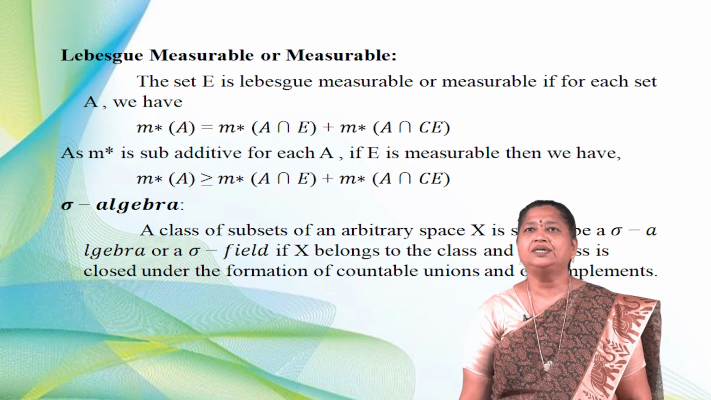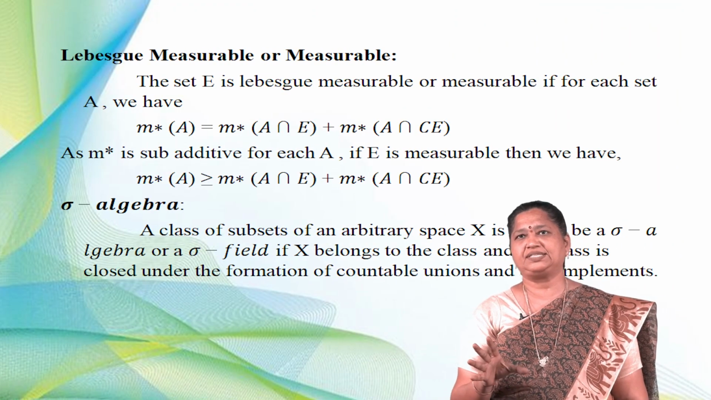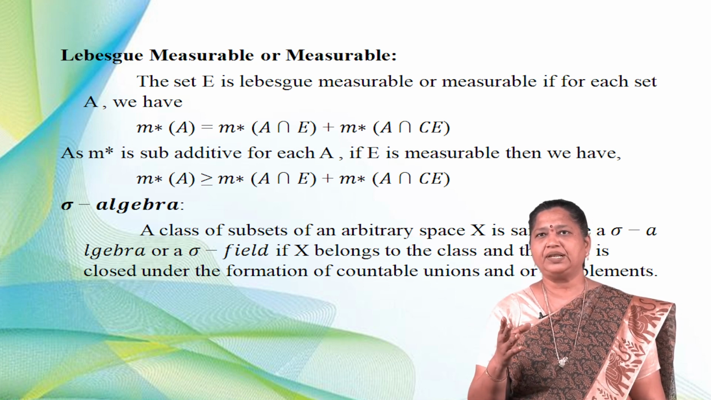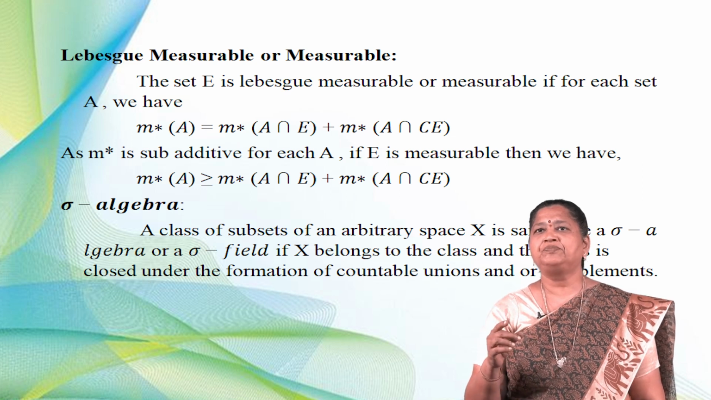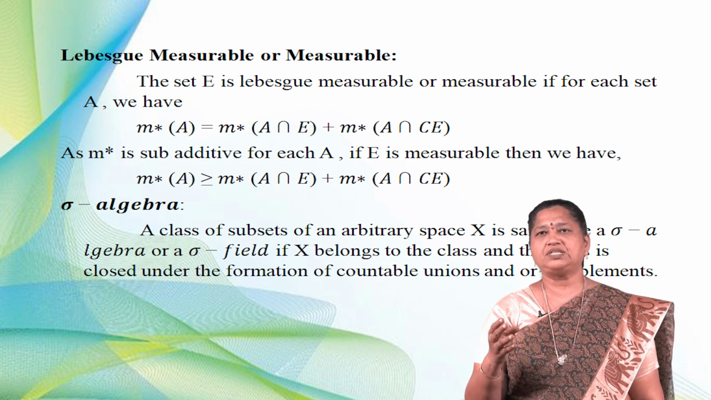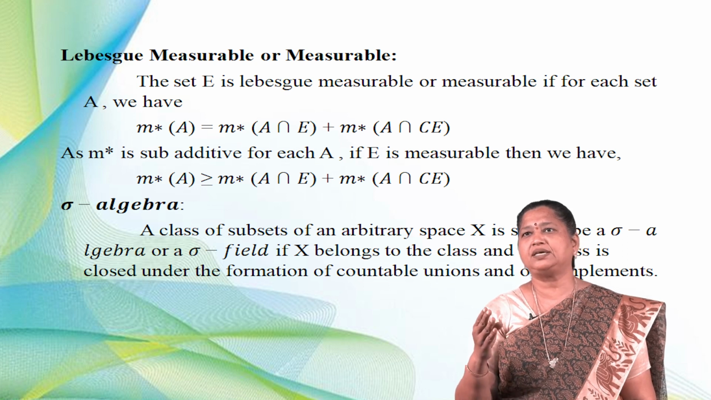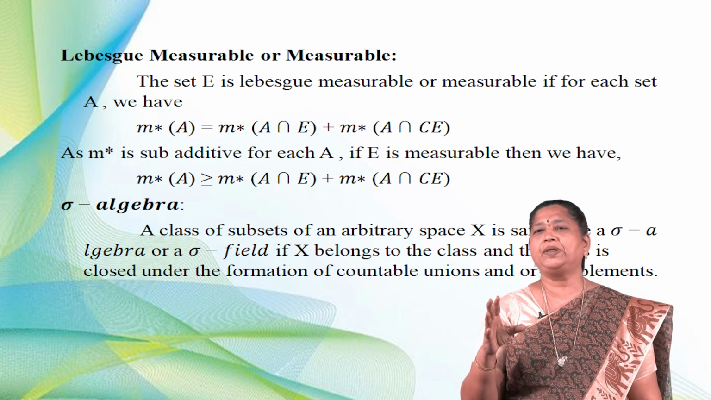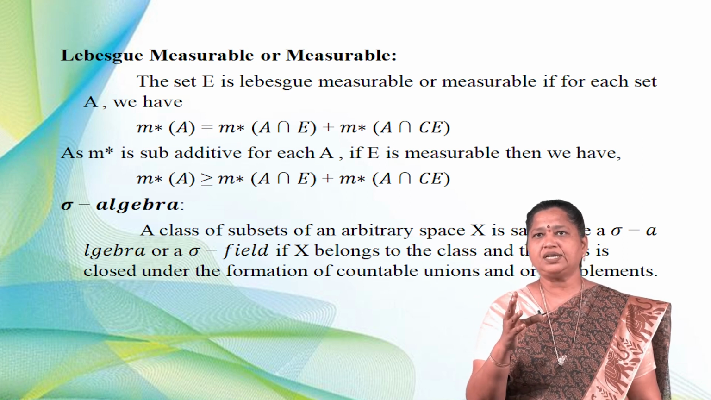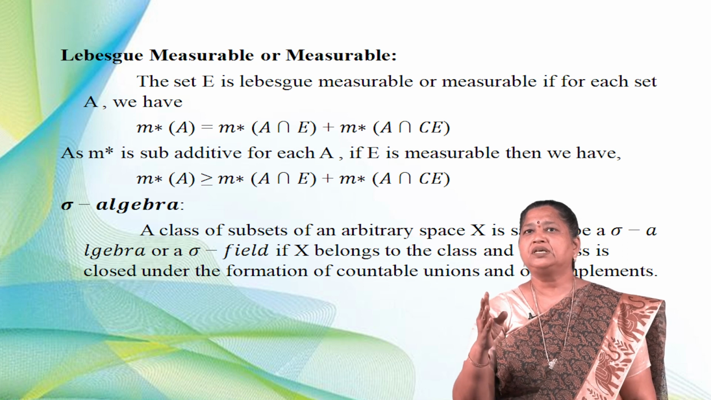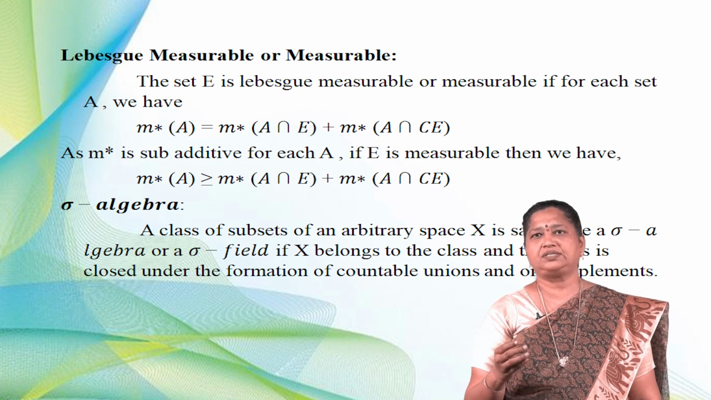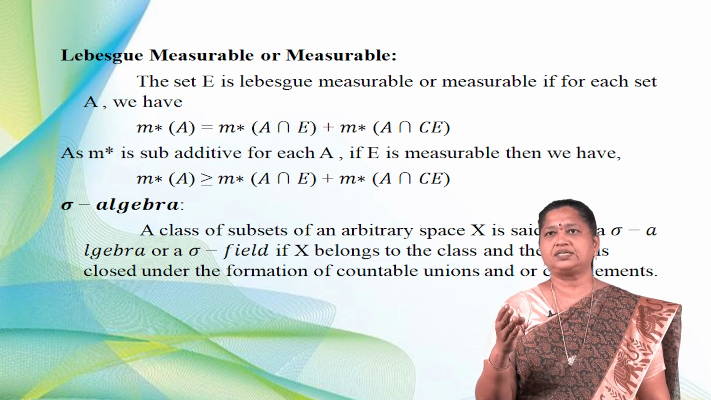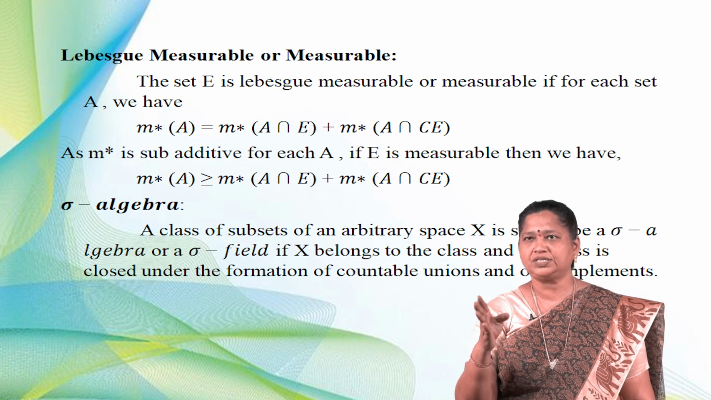And the next one, a Lebesgue measurable or measurable set. Definition: the set E is Lebesgue measurable, or measurable, if for each set A we have m*(A) equal to m*(A ∩ E) plus m*(A ∩ E^c), where E^c is the complement of the measurable set E. As m* is subadditive, for each A, if E is measurable, then we have m*(A) greater than or equal to m*(A ∩ E) plus m*(A ∩ E^c).